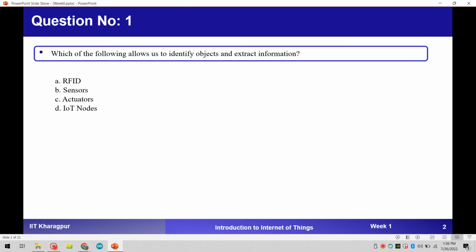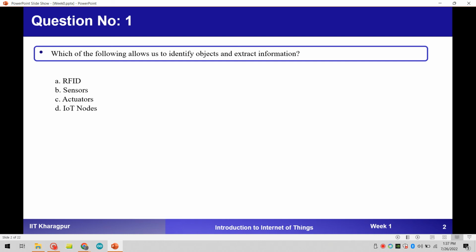For example, you can take the example of your machine. The sensors attached to the machine sense the data. If the temperature of that machine increases, then it automatically stops the engine. This stopping of the engine is due to the actuator present at that machine.